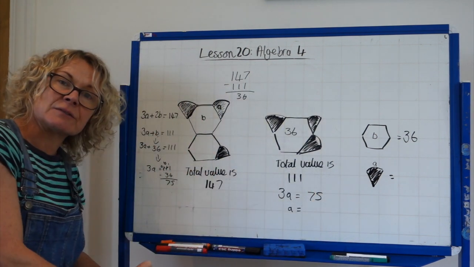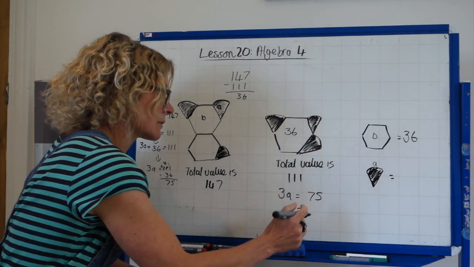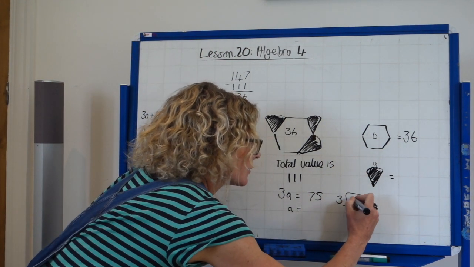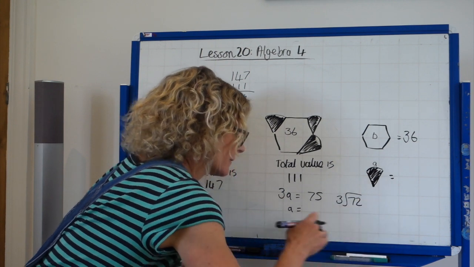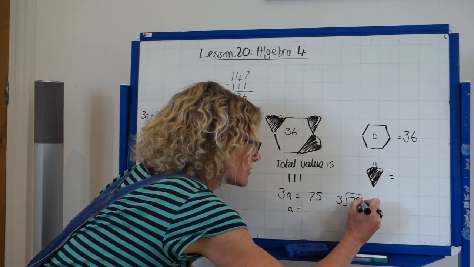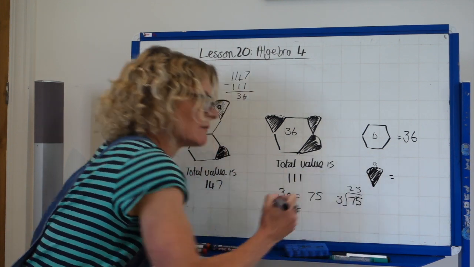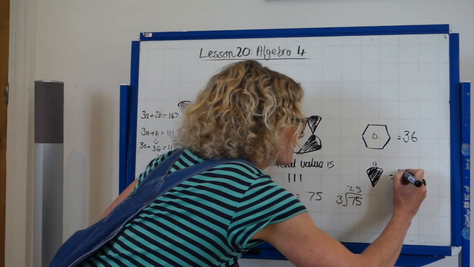So if 3a is 75, what is a? 3 times a equals 75. So 3 divided into 75 is going to give us what a is worth. Some of you will have worked it out already, I'm sure. 25.